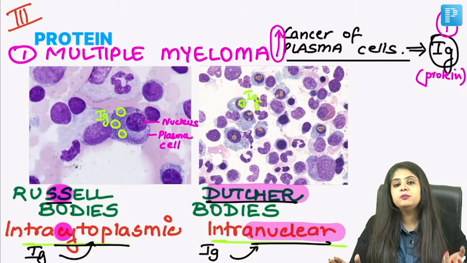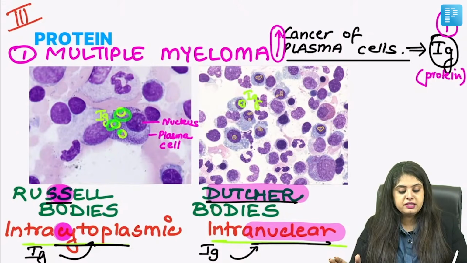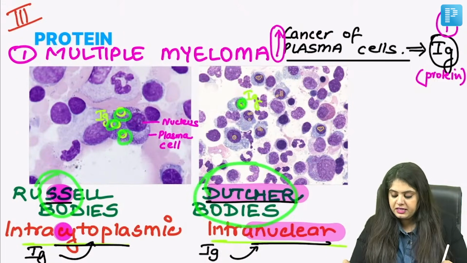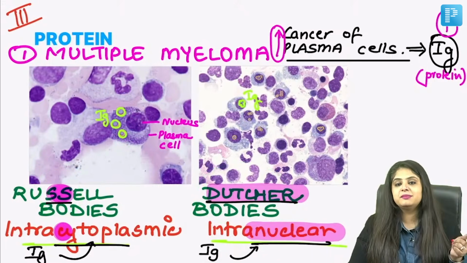Initially, when they are formed, where are they sitting? Initially, they could be sitting in the cytoplasm, so I call them Russell bodies. They could be sitting in the nucleus, I call them Dutcher bodies. They don't go from one plasma cell to another.